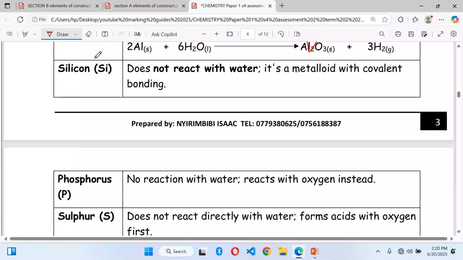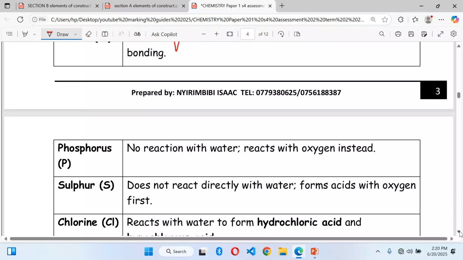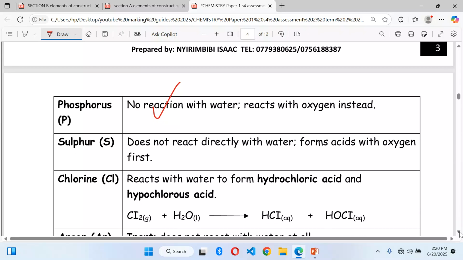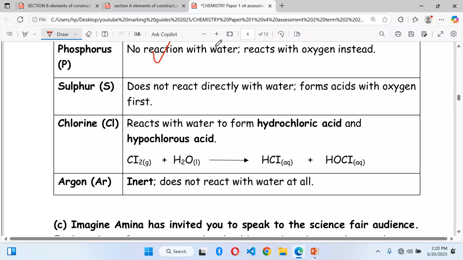Then our second element is silicon. Silicon does not react with water. Why? This is a metalloid with covalent bonding. Phosphorus also has no reaction with water. It just reacts with oxygen instead, but with water, there is no reaction. Then sulfur also does not react directly with water, but forms acids with oxygen fast.